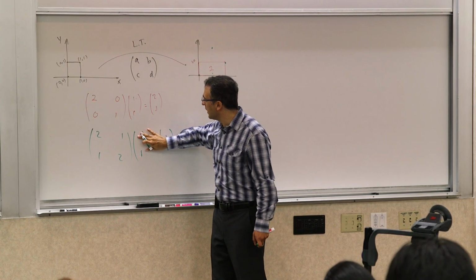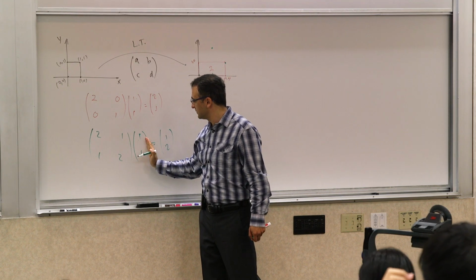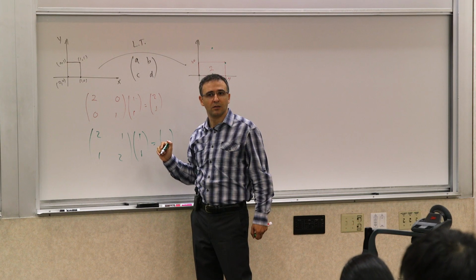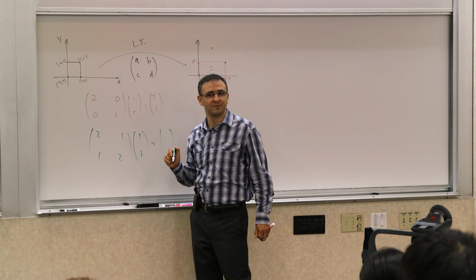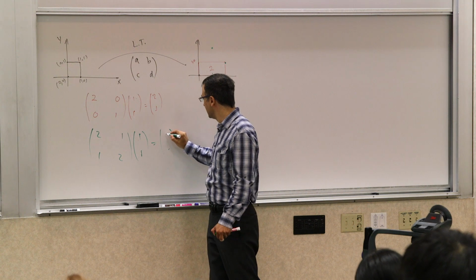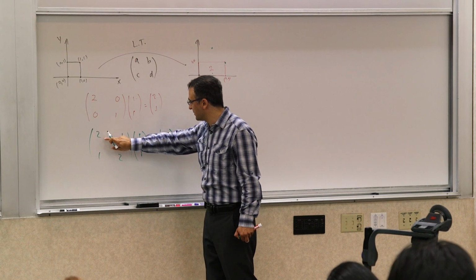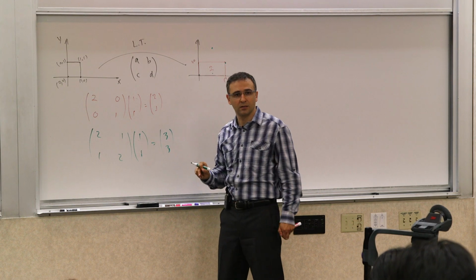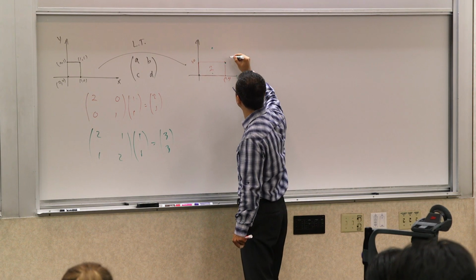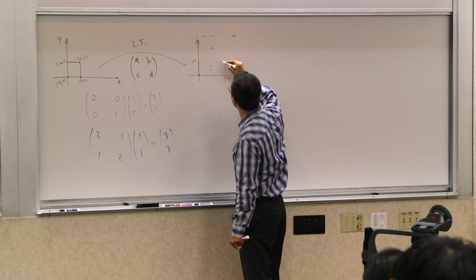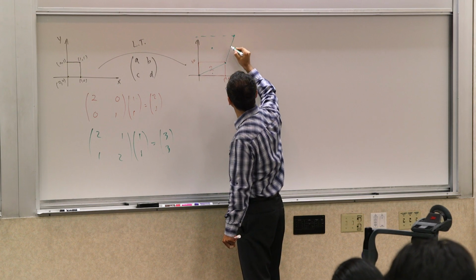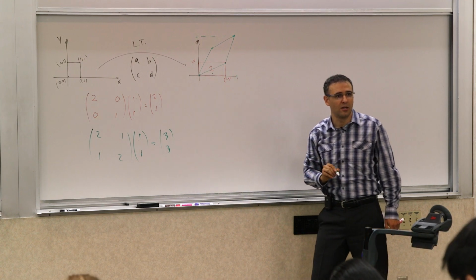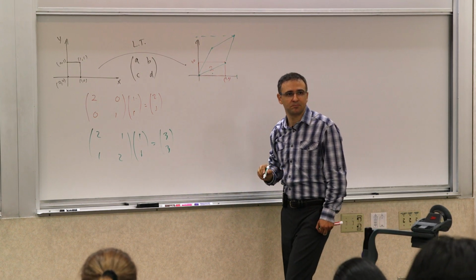And what does it do to 1, 1? Where does it go? Tell me. You should do this one. 3, 3, right? This gives me 2 times 1 plus 1 times 1 is 3. This gives me 1 times 1 plus 2 times 1, 3. So it goes to 3, 3. So somewhere here. So it takes that square and takes it into something like that. What's the area of this shape?